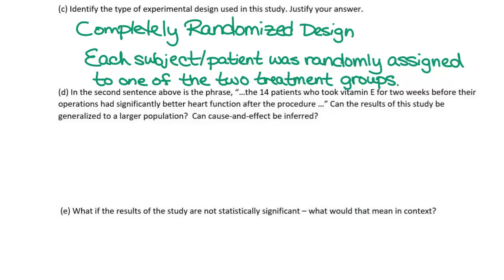And then part D. In the second sentence above is the phrase: 14 patients who took vitamin E for 2 weeks before their operations had significantly better heart function after the procedure. Can the results of this study be generalized to a larger population, and can cause and effect be inferred? Let's deal with the first part of the question. Can the results be generalized to the larger population? What do you have to have if we're going to generalize to the larger population?